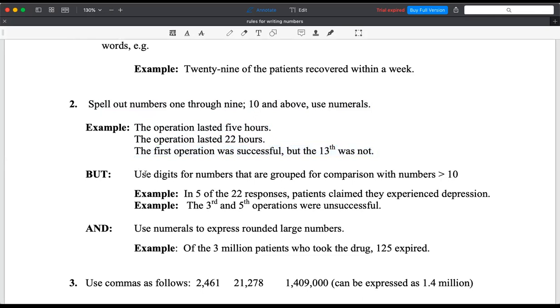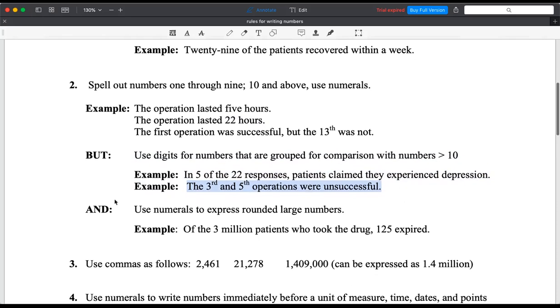We use digits for numbers that are grouped for comparison, numbers larger than 10, for example. If it is a range, I say in 5 of 22 responses, patients claim they experience depression, because it's a range. And I would say the 3rd and 5th operations were unsuccessful. I use numerals to express rounded large numbers. For example, of the 3 million patients who took the drug, 125 expired.